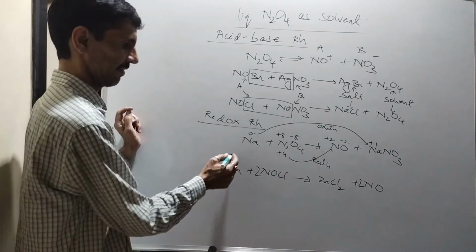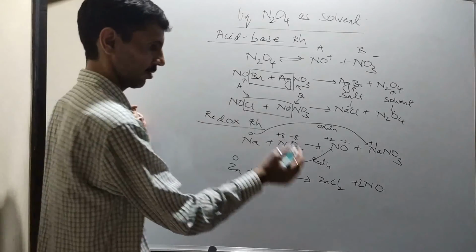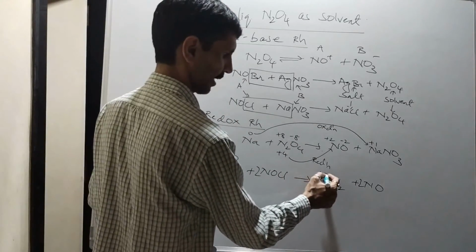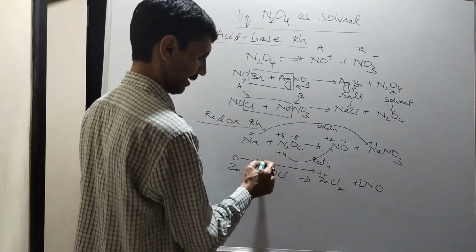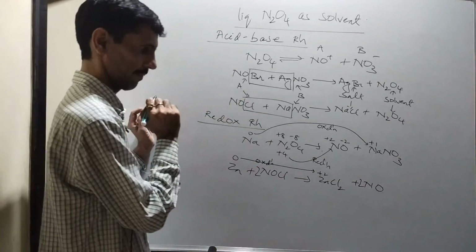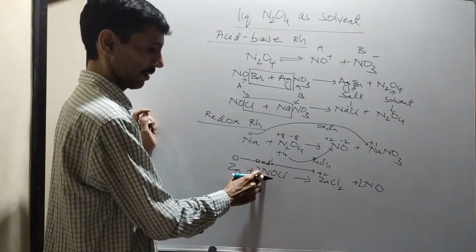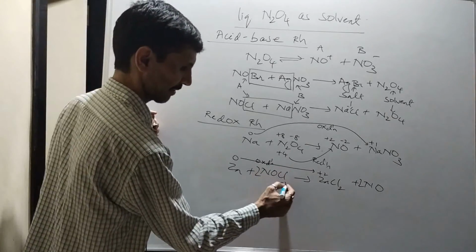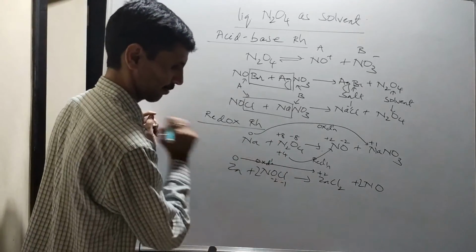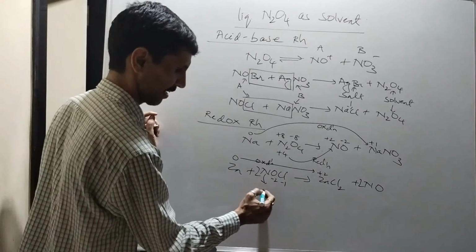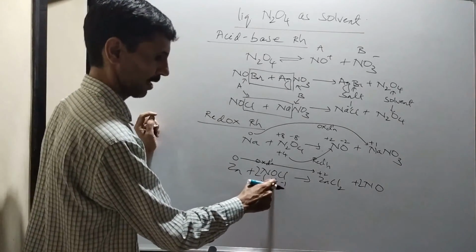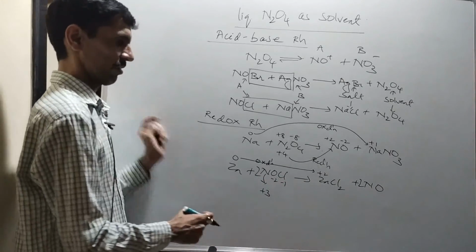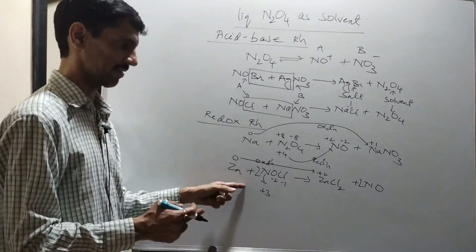So here what happens is zinc is in isolated state, that is 0. यहाँ पे zinc का charge हो जाता है +2. So that means 0 to +2, यानी जाहिर सी बात है इसका क्या होगा, ऑक्सीडेशन होगा. Okay. Now when you talk about NOCl, Cl का charge is -1, oxygen का charge is -2. So nitrogen का charge will be +3. +3 and -2 gives you +1 and -1 gives you 0. Okay, so nitrogen का charge कितना होगा, +3.